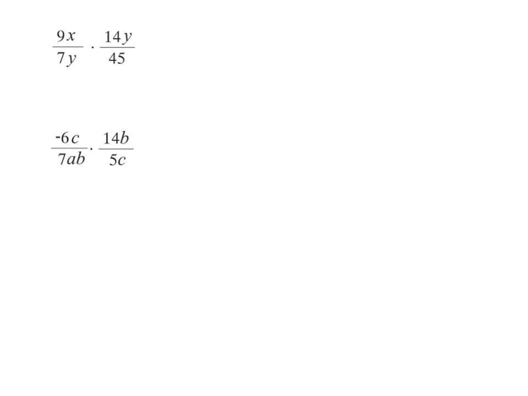Okay, a few more, this time with letters. 7 goes into 14 twice, and 9 goes into 45 5 times. I also have a common factor of y. Multiplying straight across the top, 1x times 2 is 2x. And straight across the bottom, 1 times 5 is 5.